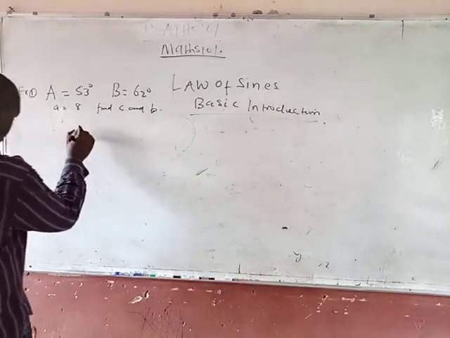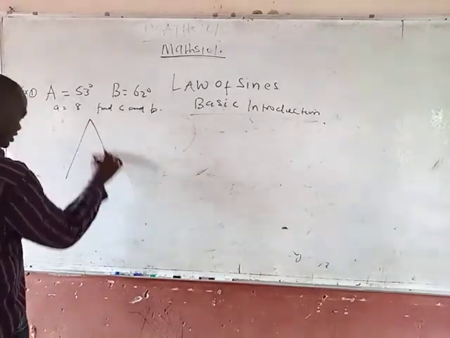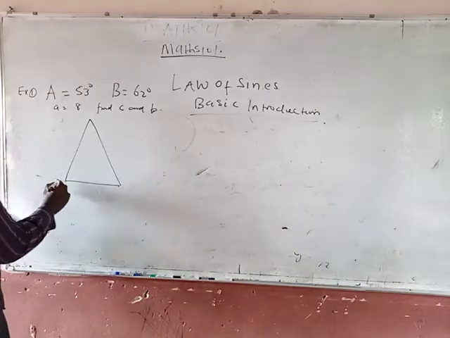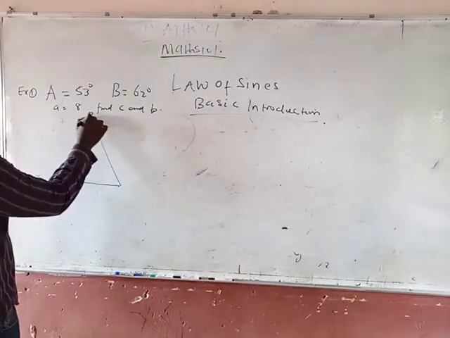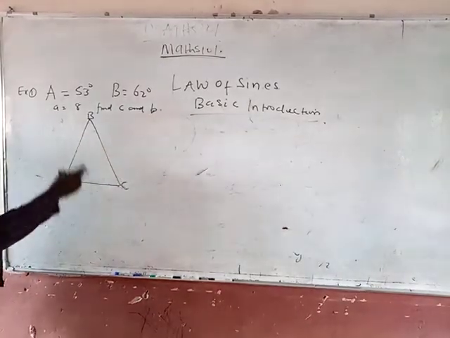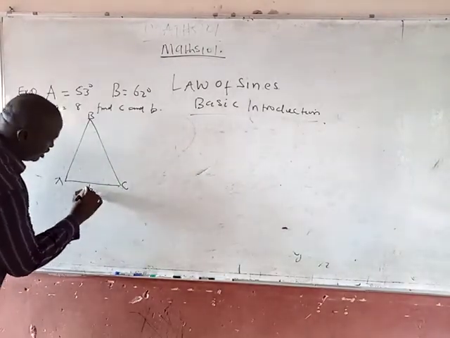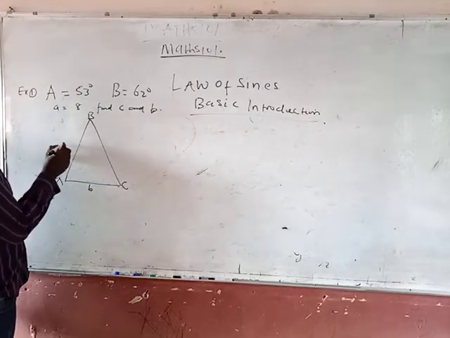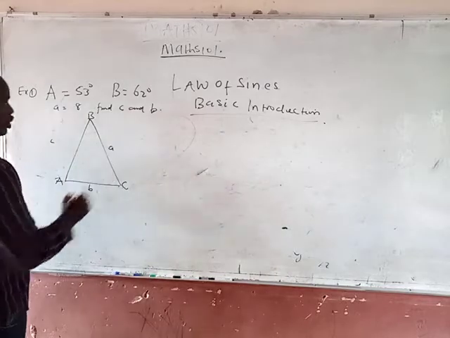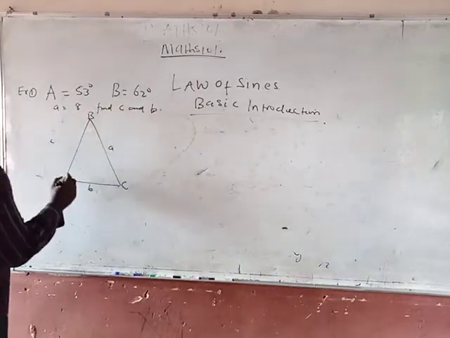Draw a triangle. Here is A, and I name this place B, and I name this place C. Opposite of B is small b. The opposite of C here is what? The small c. Here is A, so the opposite is what? The small a.